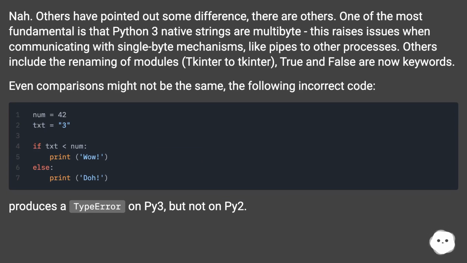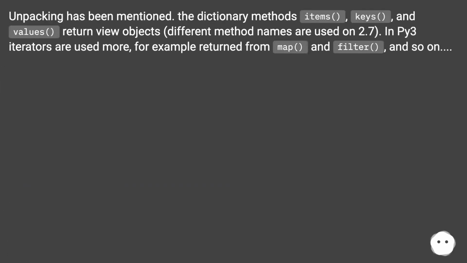Even comparisons might not be the same, the following incorrect code produces a type error on PY3, but not on PY2. Unpacking has been mentioned. The dictionary methods items, keys, and values return view objects. Different method names are used on 2.7. In PY3 iterators are used more, for example returned from map, and filter, and so on.